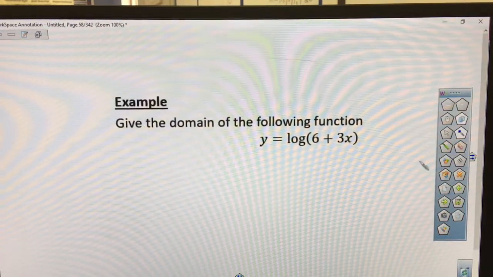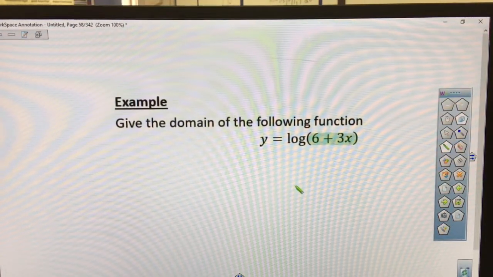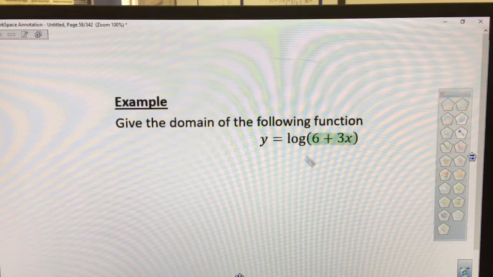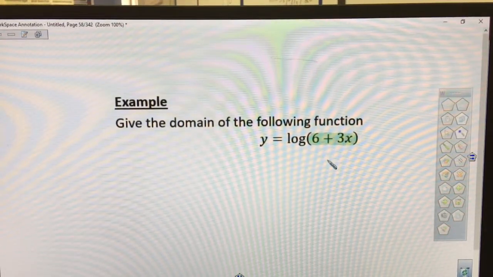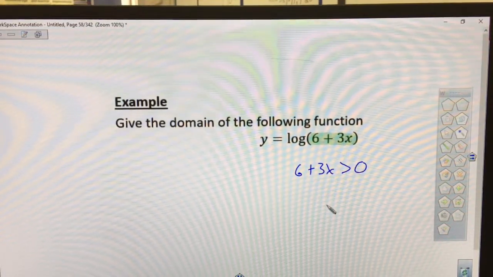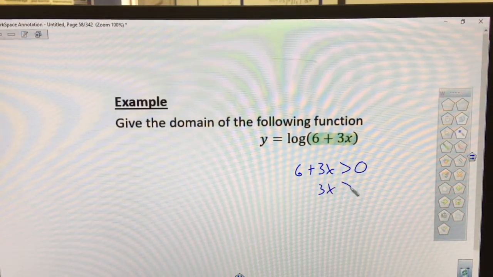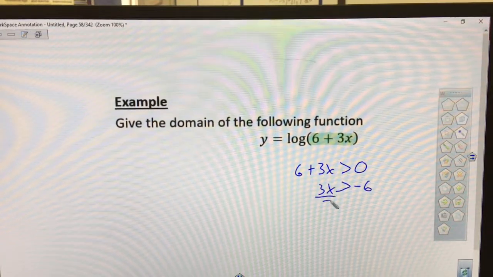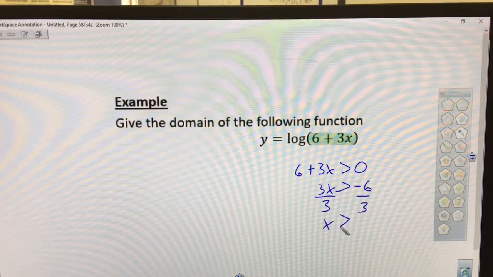Get the domain of that. You're not allowed to take log of 0. So whatever's in here has to be bigger than 0. So all you do is take that 6 plus 3x, and it has to be greater than 0. And then you solve it. So it's going to be 3x is greater than negative 6. Divide by 3. So x is greater than negative 2.